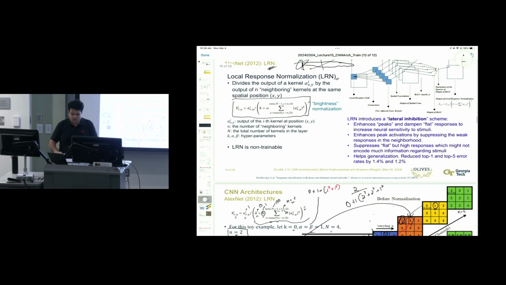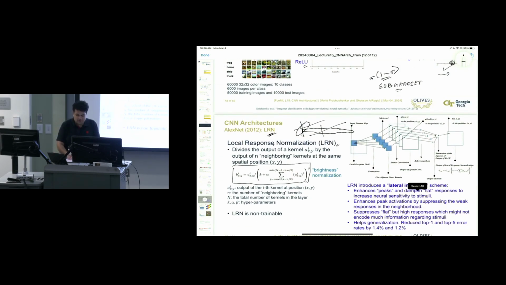So this is a type of normalization that is called local response normalization. Given the response of your kernels, which is your activations, you're normalizing it based on the output of these activations. An important part here is that LRN is non-trainable. This will make more sense when I talk about batch normalization, where things are trainable.